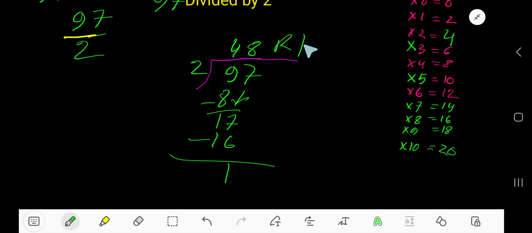But if you want to write your answer in decimal form, just put a decimal point here, and you are allowed to take any number of zeros. Bring down the first 0. Now you have 10. 2 goes into 10 how many times?